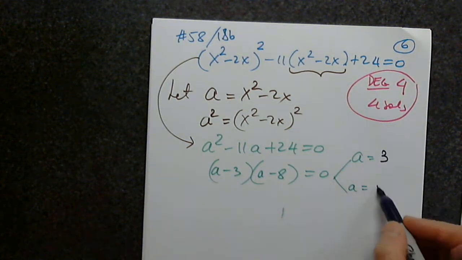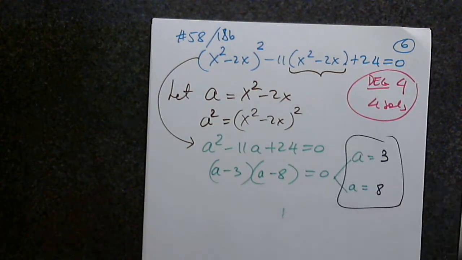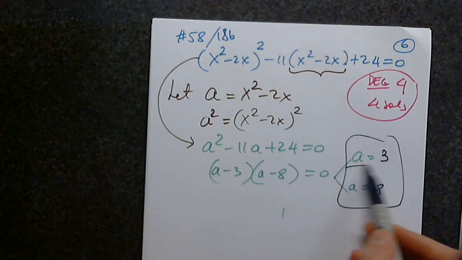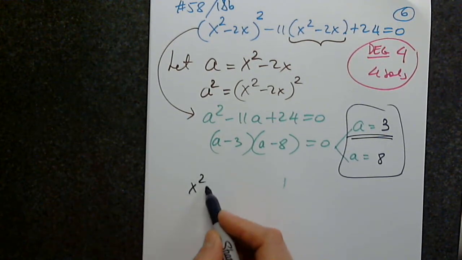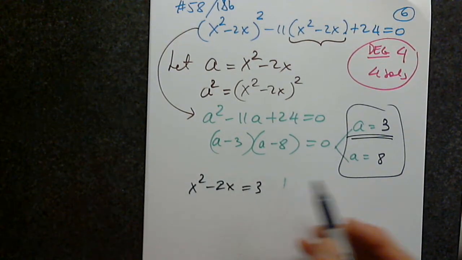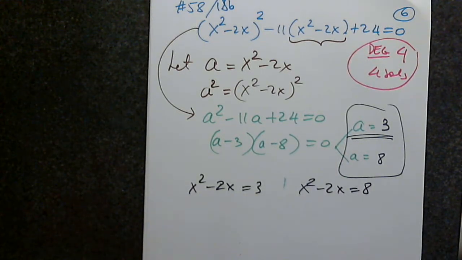3 and 8. Very good. Awesome. But this is not what we are trying to do. A is our invention, right? That was used to show us or lead us on an easy path. But this is not what we're solving for. We're not solving for a. This is just an intermediate step. So then this equation is? X squared minus 2x equals 3. Very good. And this equation is? X squared minus 2x equals 8.